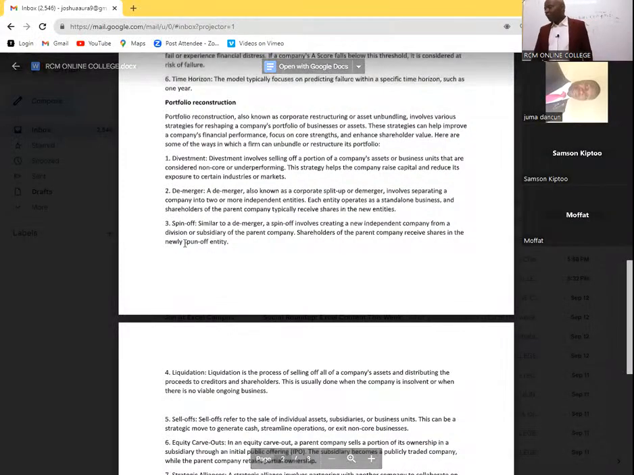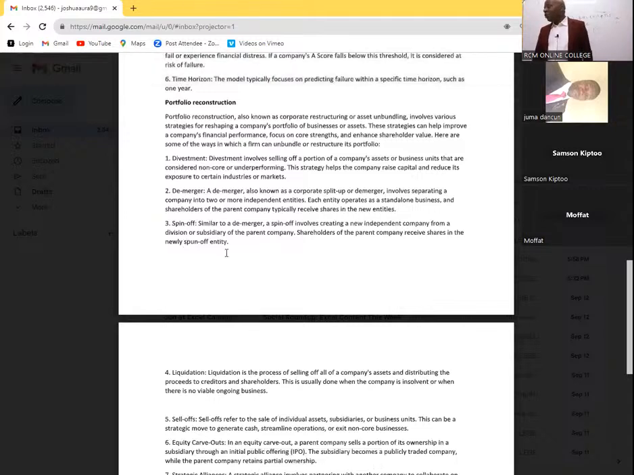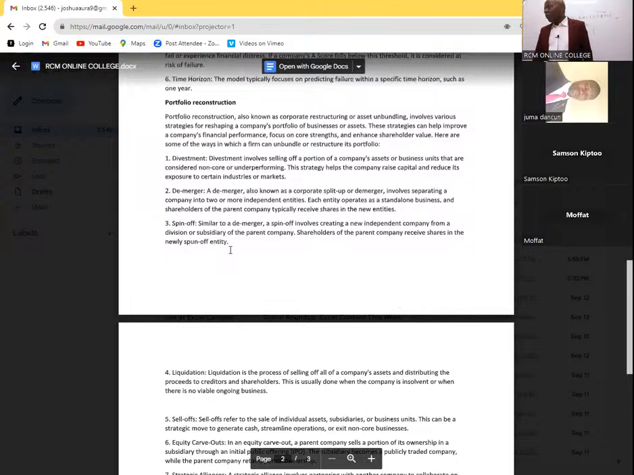Then we have a spin-off. A spin-off is similar to a demerger. A spin-off involves creating a new independent company from a division or a subsidiary of the parent company. Shareholders of the parent company receive shares in the newly spun-off entity.